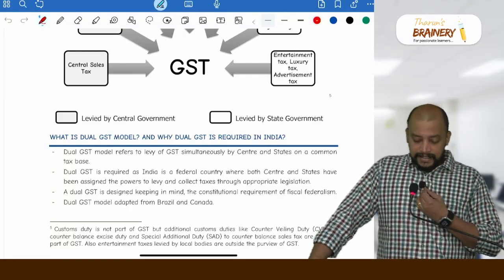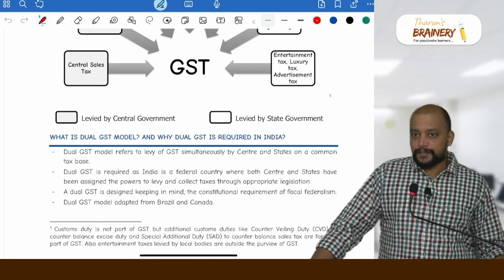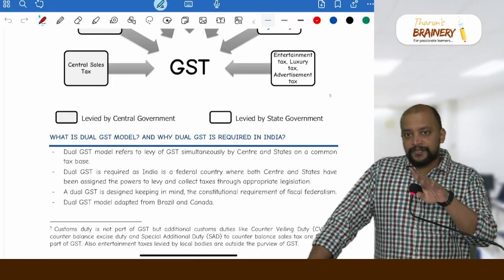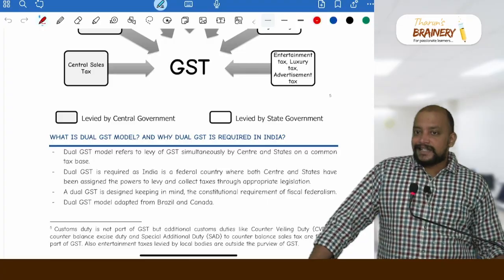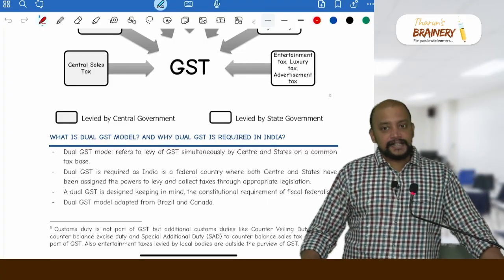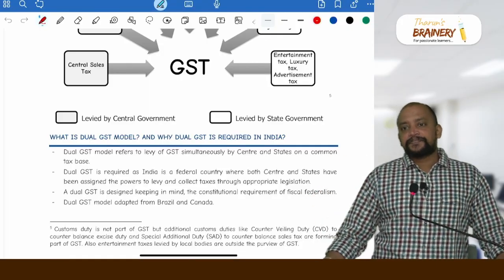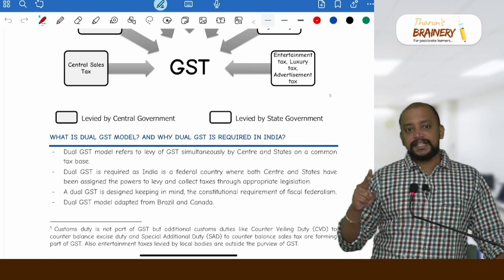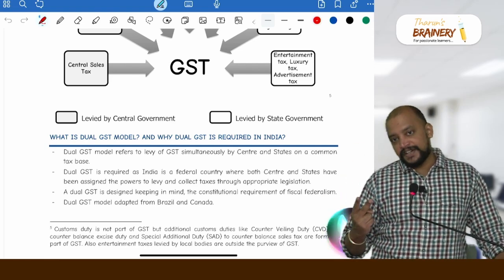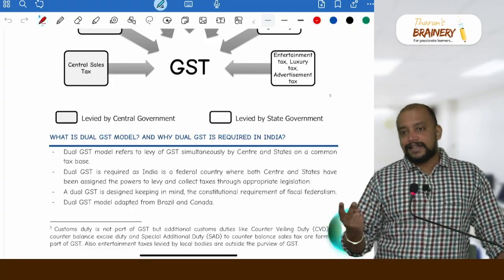So, yesterday's class we started with how GST is formed, and we have seen a few aspects related to that. I asked you to remember a total of 4 points. Point number 1, all indirect taxes levied by the central government, except customs duty, got subsumed into GST. Second point, additional customs duties CVD and SAD also got subsumed into GST. What is the purpose of CVD and SAD? To counterbalance excise duty and to counterbalance sales tax.